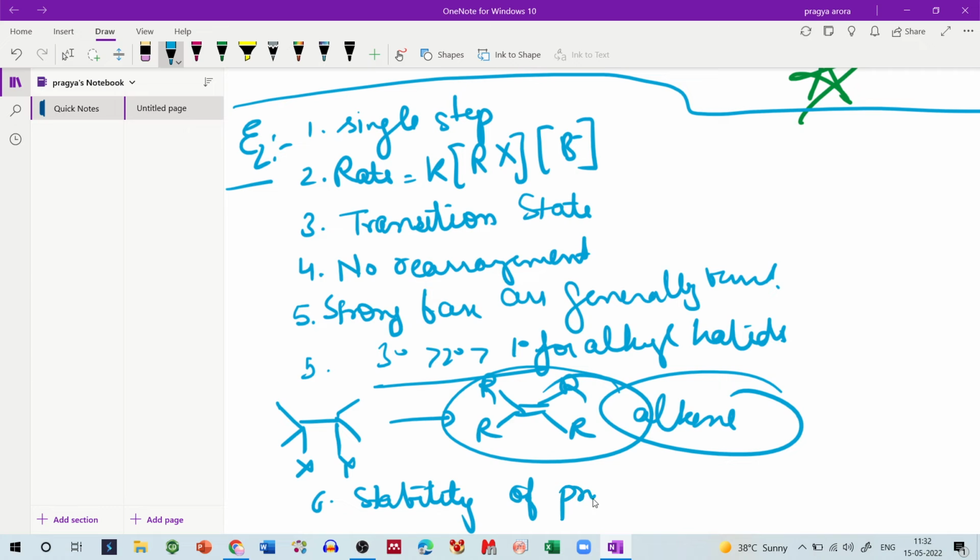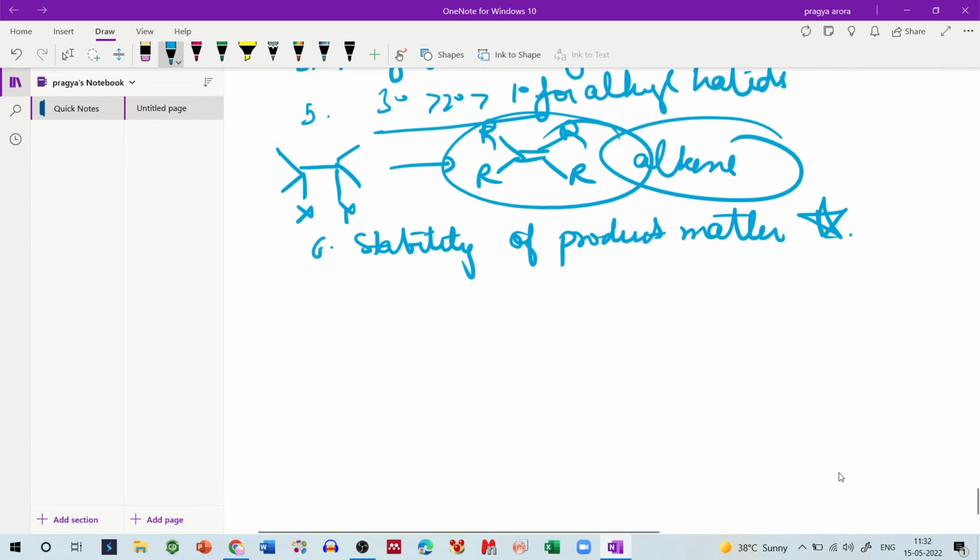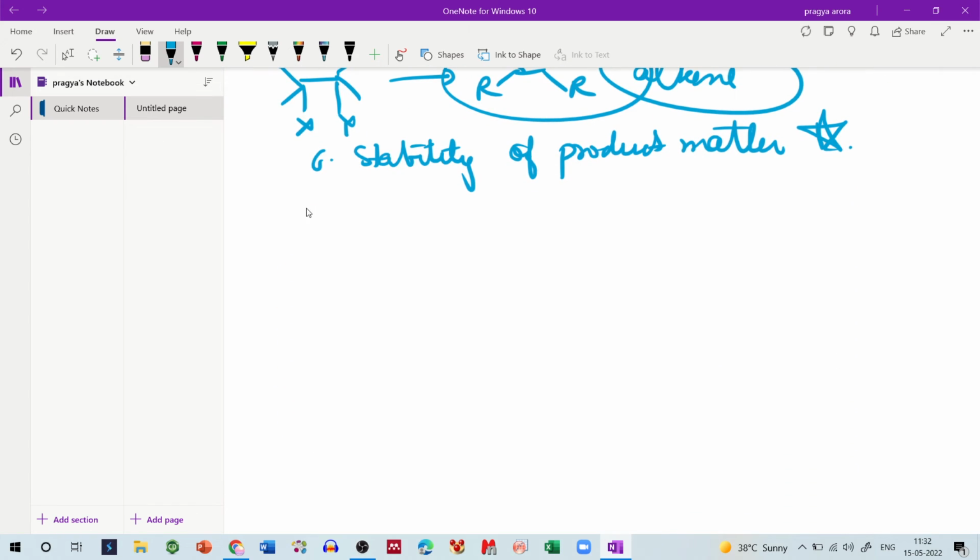Stability of the product matters. In the case of the previous one, you saw that stability of the carbocation was favoring, that's why the trend was tertiary, secondary, and primary. But here the stability of the alkyl halide is important. Also, since there is no formation of a carbocation or intermediate, it is mostly favored by aprotic solvents.